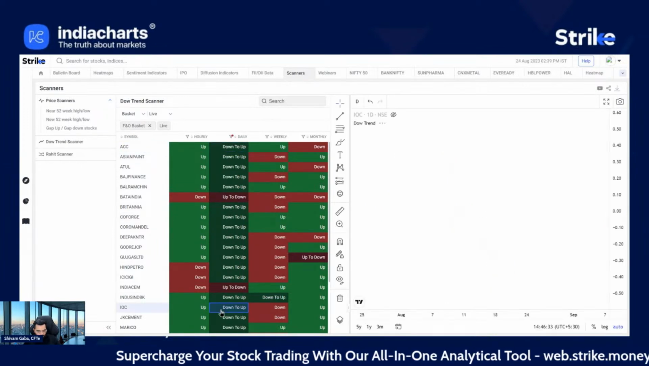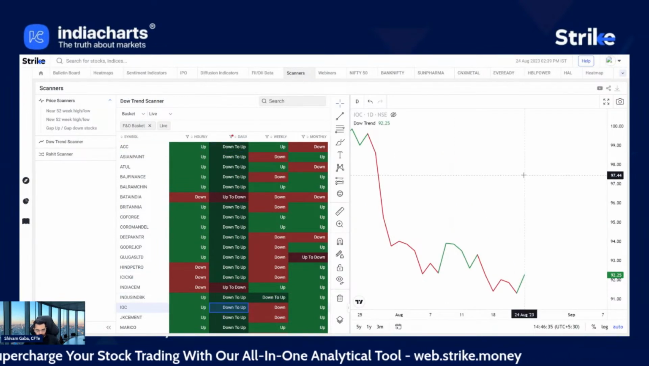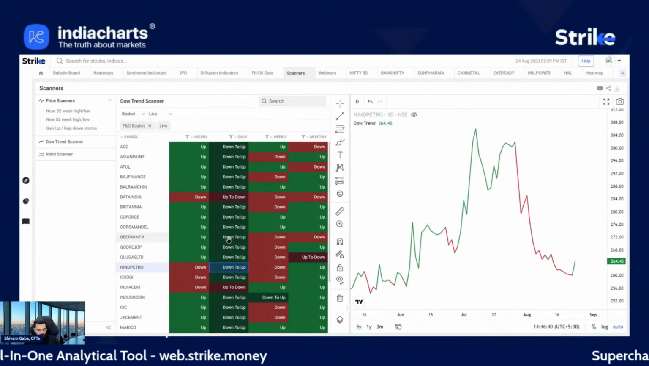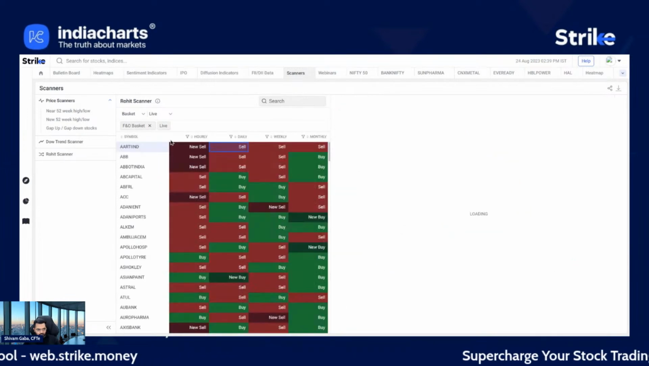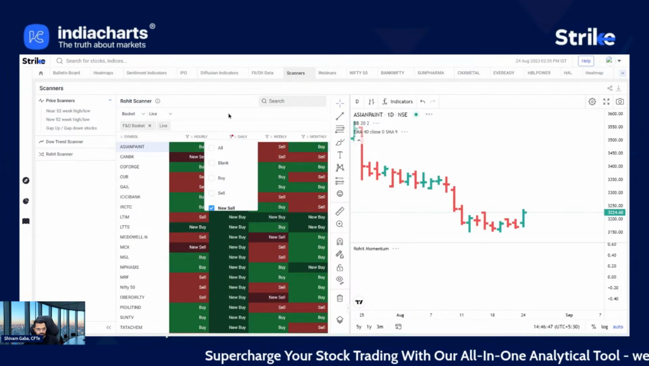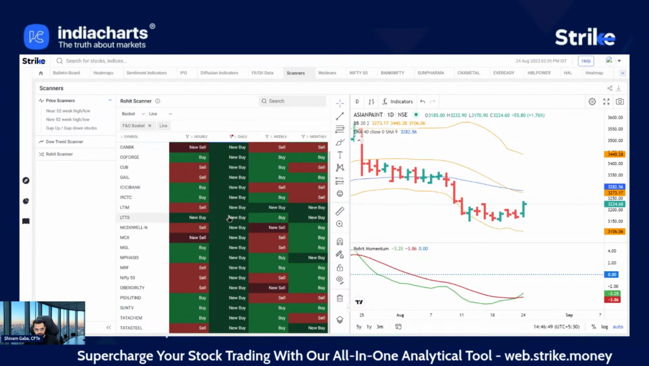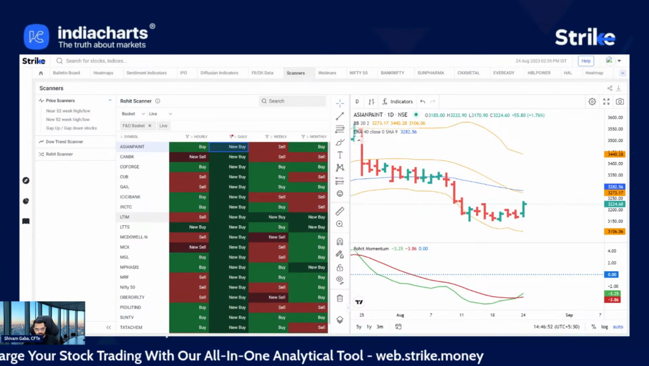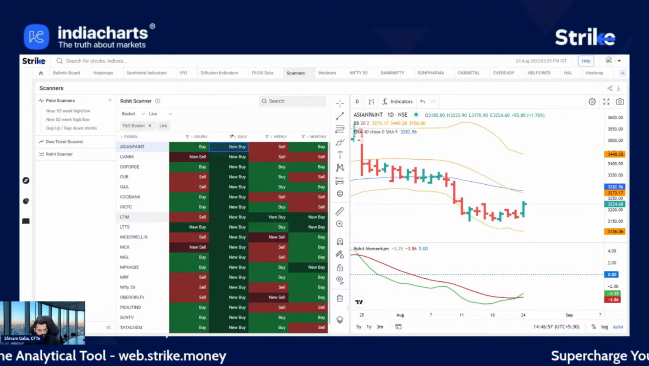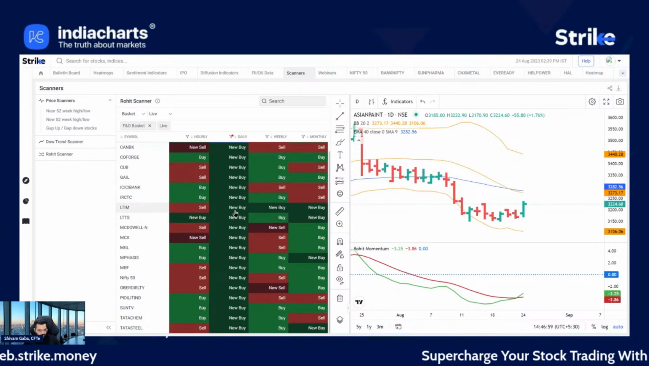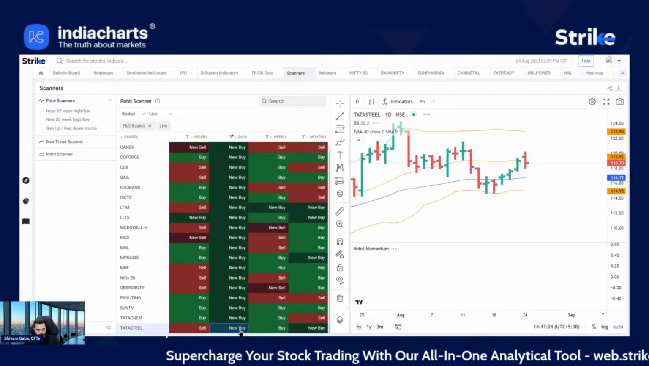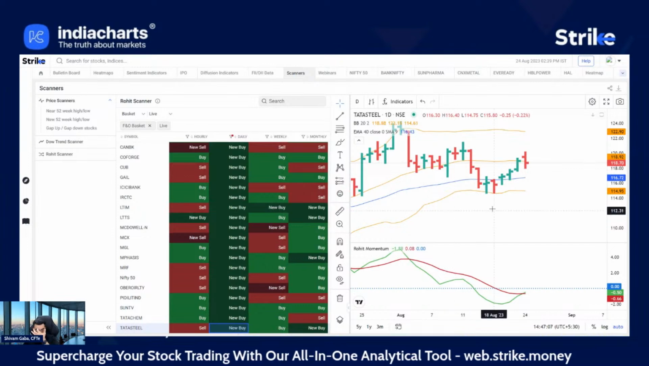So let me go to the Rohit scanner as well and try to filter both new sells as well as new buys. So no new sell signal in the FNO basket, at least on the Rohit scanner. In terms of the signals, I am not able to see if there are any same stocks giving both the signals, but there are a lot of new bullish signals on the index itself.